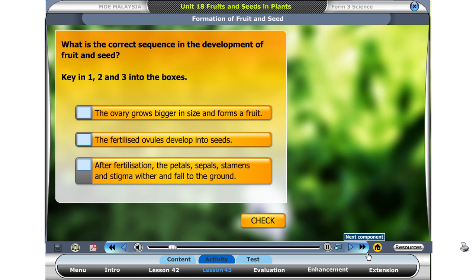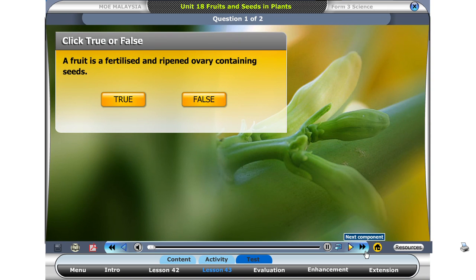Key in the numbers 1, 2, and 3 into the boxes to show the correct sequence in the formation of fruit and seed. Click Check Answer to check if you have answered correctly. A fruit is a fertilized and ripened ovary with seeds.